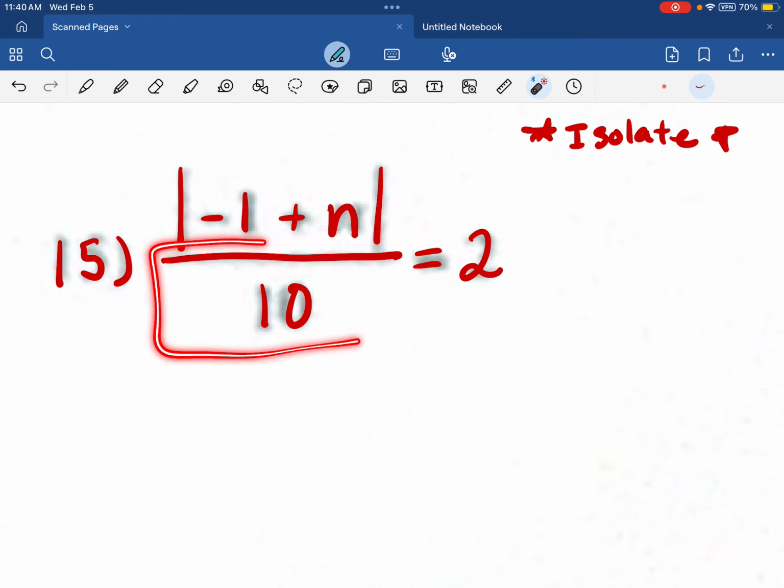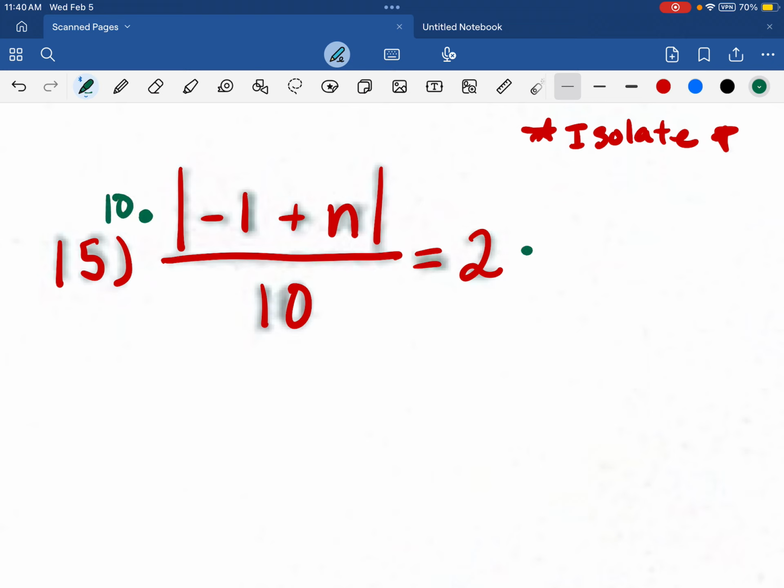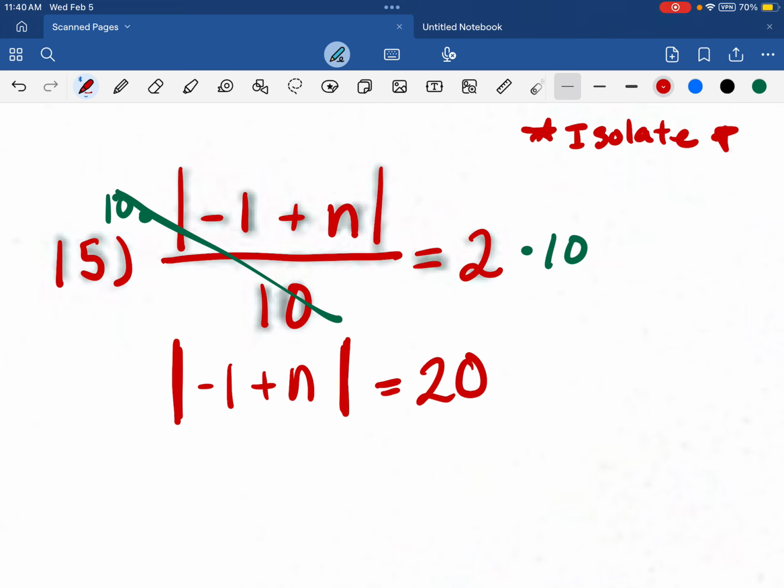To get rid of this divide by 10, I'm going to do the opposite. What's the opposite of dividing by 10? Timesing by 10. So I'm going to do times by 10, times by 10. These guys will cancel. And I'll be left with absolute value of negative 1 plus n, and this is an absolute value sign. That's an absolute value sign. And then this will give me 20.